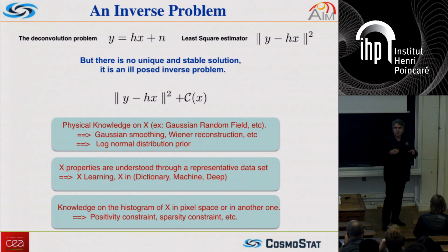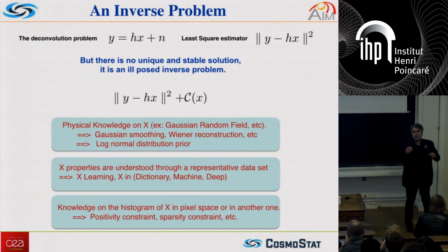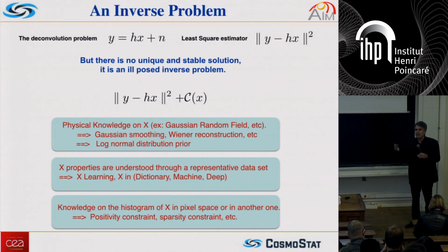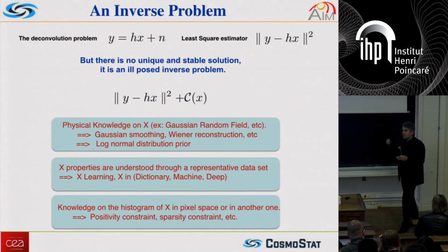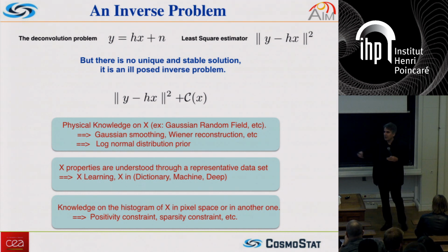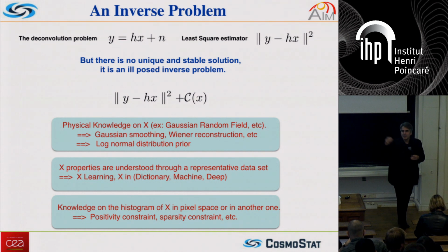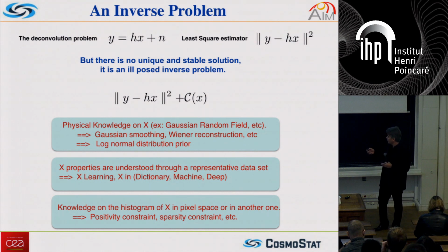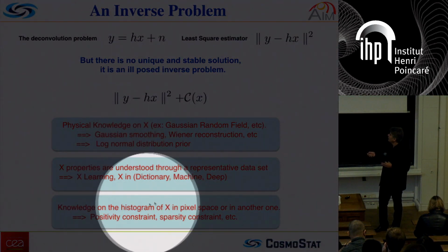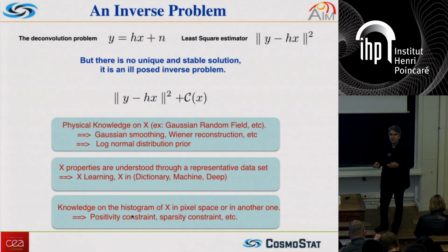And the last one is more about looking at the data. So here you don't have any training set. You have some knowledge of the distribution of the pixels of the data, either directly in the image or in a given representation space, like Fourier space or a wavelet space or any kind of space. And here, these constraints are much weaker than in the 2 previous cases, but they come for free.